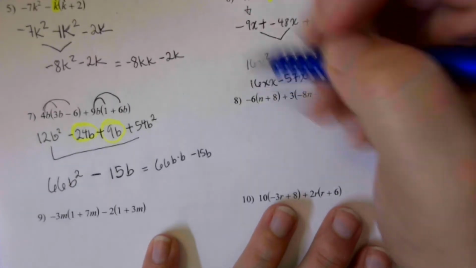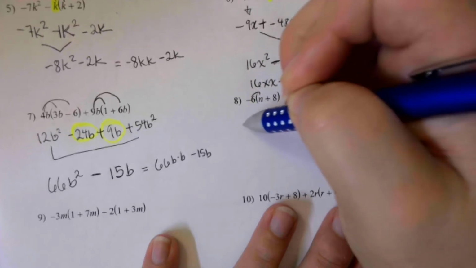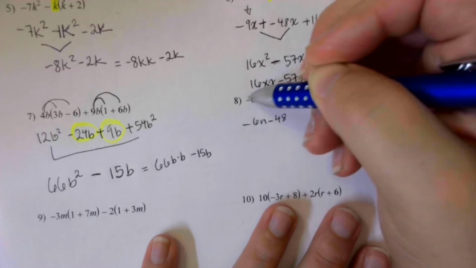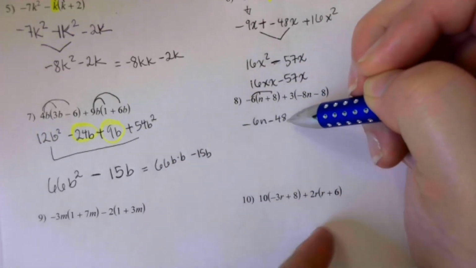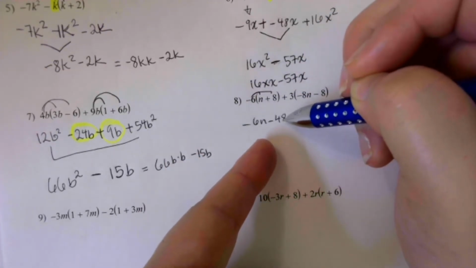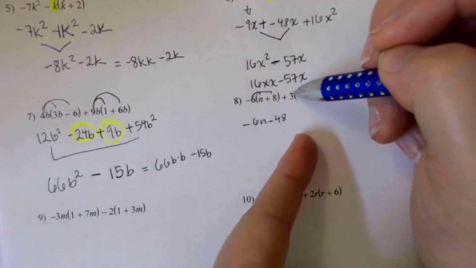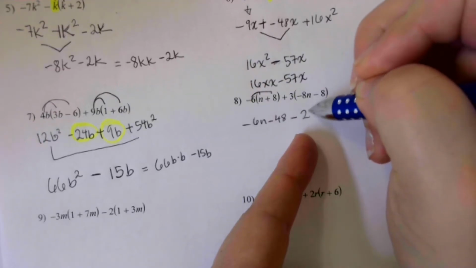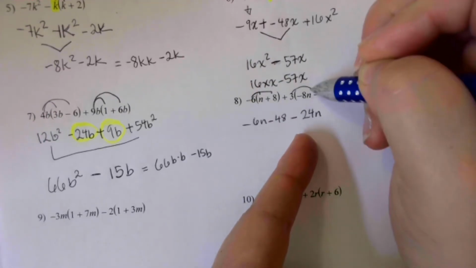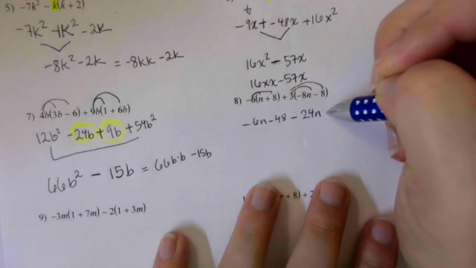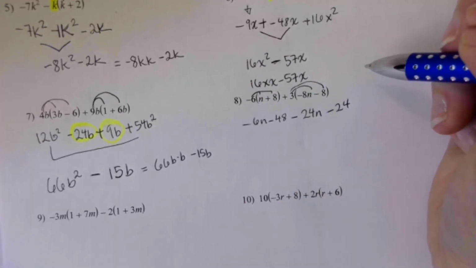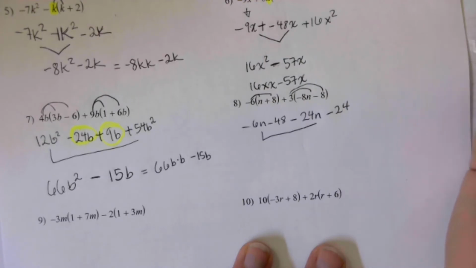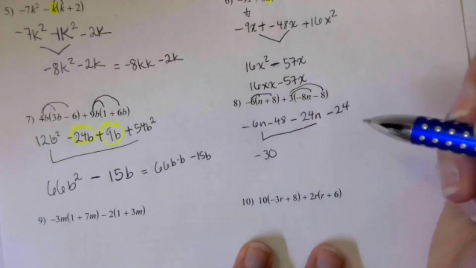Go ahead and distribute the negative 6. Negative 6n, negative 48. Always double check. I always go back through and look at my signs before I go to the next section. That's good, so I'm happy. Positive times negative, negative. 3 times 8, 24. Don't forget the n. 3 times negative 8, negative 24. Negative 6 and negative 24, negative 30n.